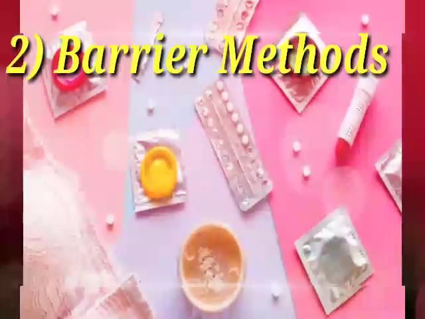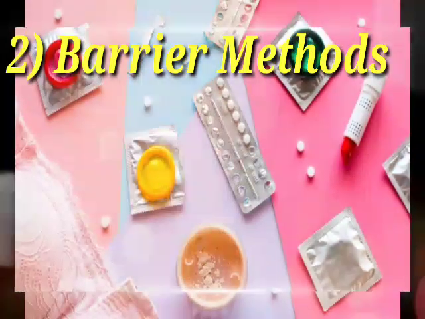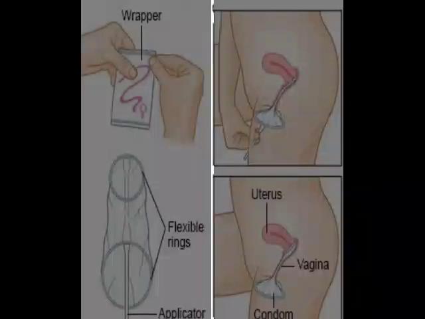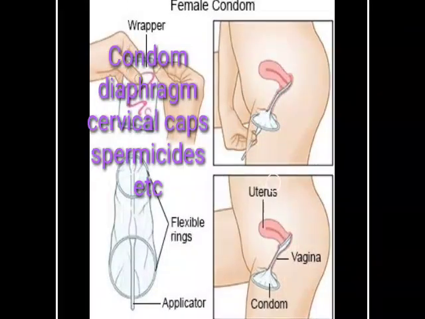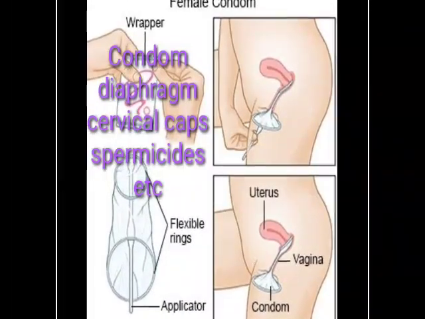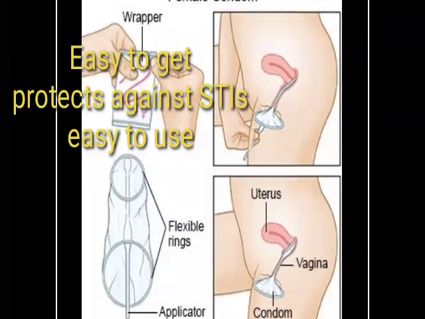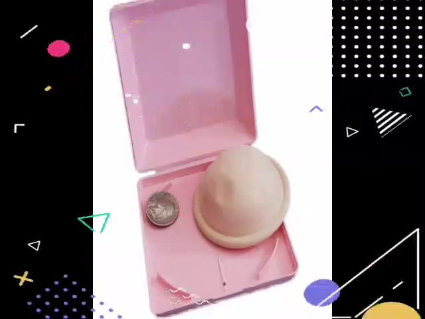Barrier methods involve the use of physical barriers to prevent sperm from reaching the egg. They include condoms, diaphragms, and cervical caps. Advantages: easy to obtain without a prescription. Protect against some STIs. Can be used immediately without waiting for the body to adjust.